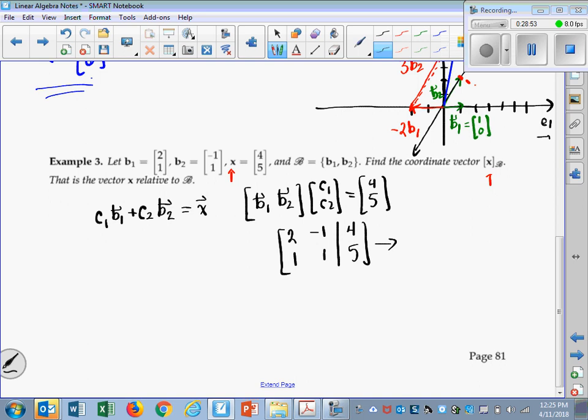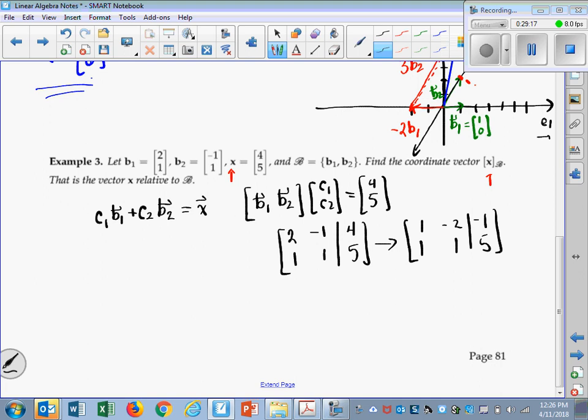Let's see. I might do a row interchange. That's kind of a pain. Or you can just subtract row 2 from row 1. Let's just do that instead. So I subtracted row 2 from row 1, and row 2 is going to remain unchanged. Now we can subtract row 1 from row 2. Let's do that in the next line.